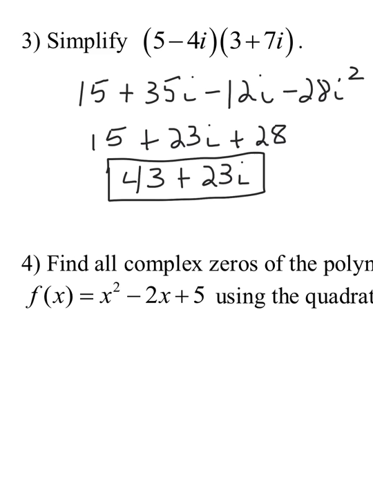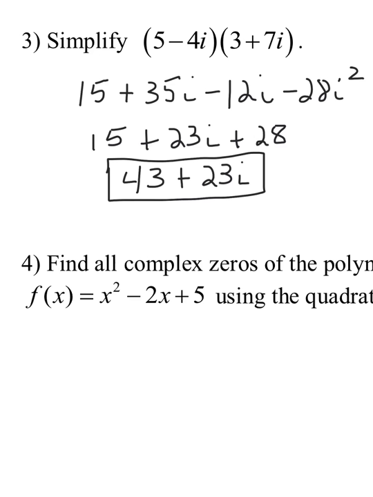And remember, the reason why that happens is that the value for this i squared right here is -1, because i squared equals -1. So this is -28 times a -1, which gives me a +28.